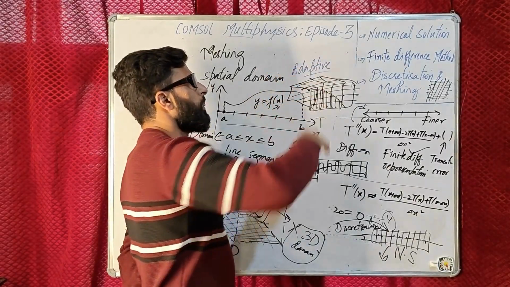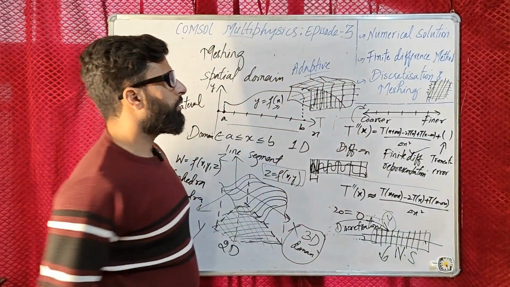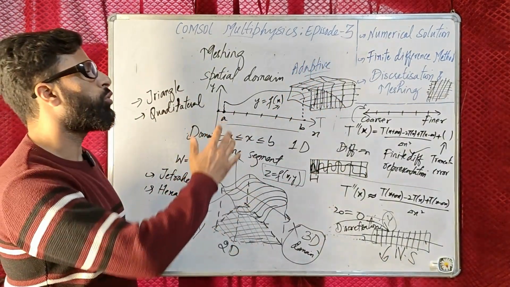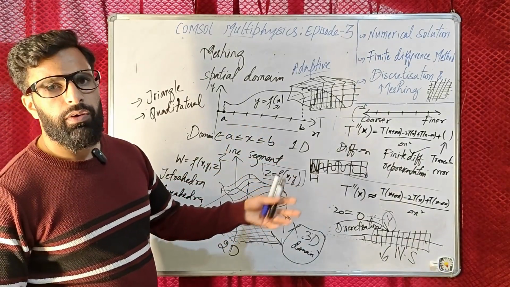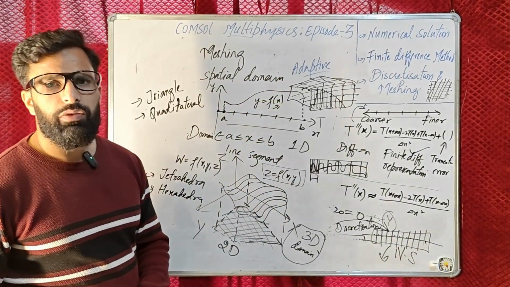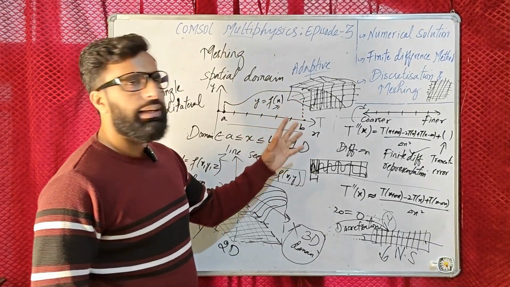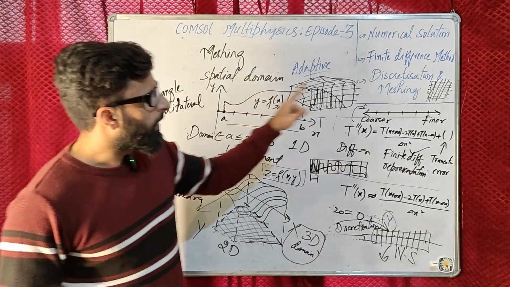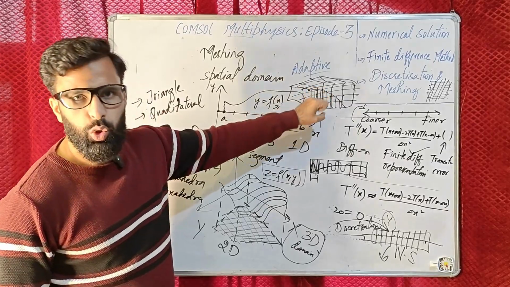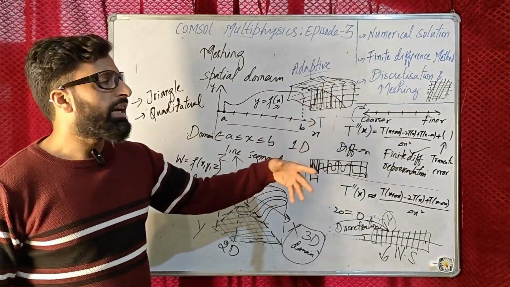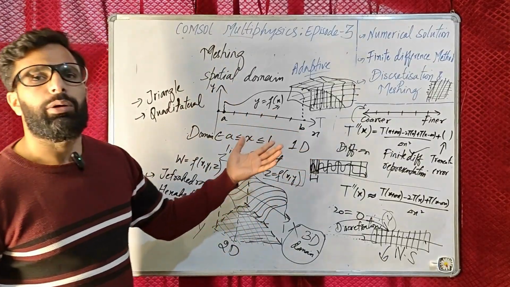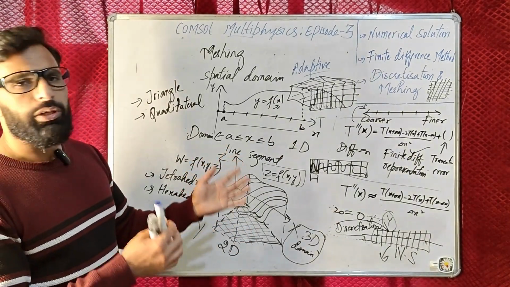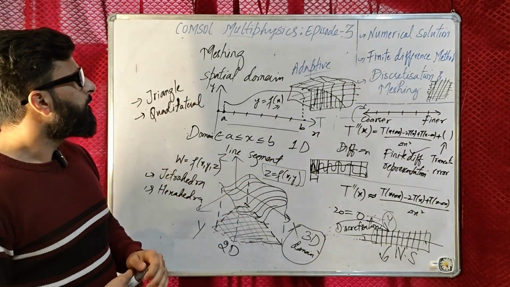And for the top domain, where the temperature is not varying that much, we can choose a coarser meshing. For different parts we can choose different types of meshing. There is also something called adaptive meshing, where the computer itself decides which part has high gradients and adjusts, choosing finer meshing in those areas and coarser meshing where gradients are not high. It adapts according to the problem and gives the solution in the most optimal way.